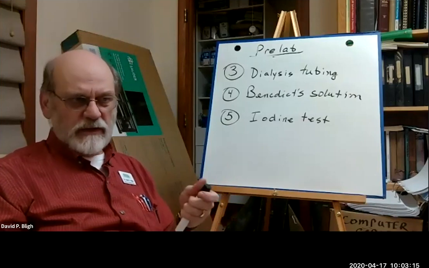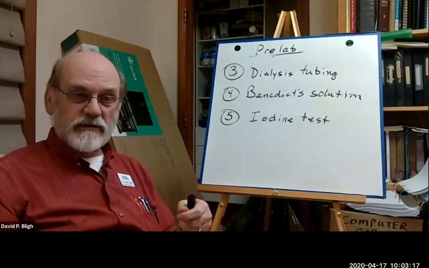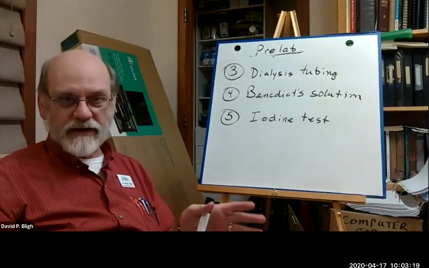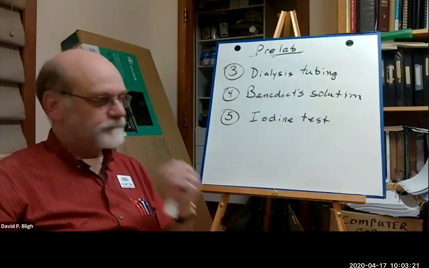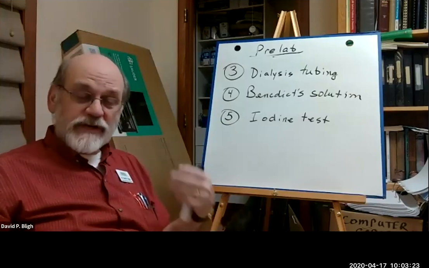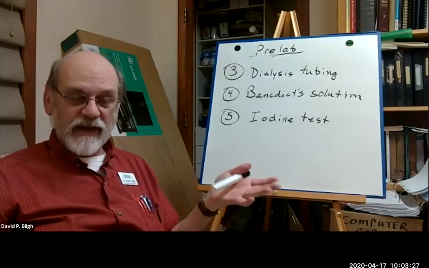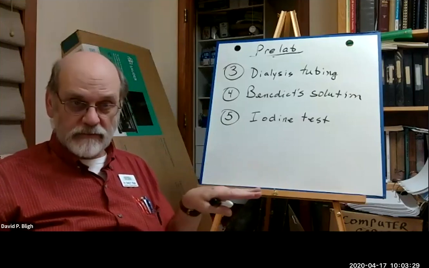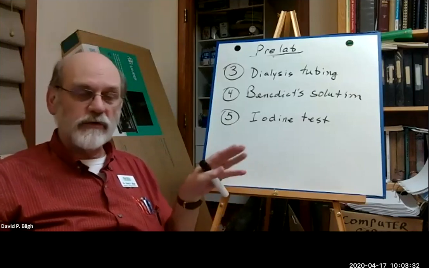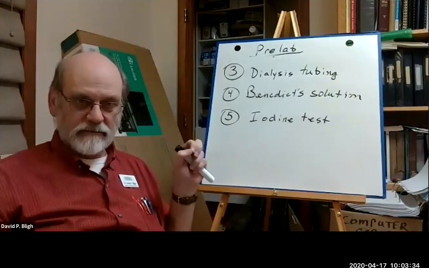But saltine crackers don't have any sugar added to them. At least they're not supposed to. So you're getting starch. If they had used the Benedict test then, they probably would have found no reducing sugars, no glucose in that cracker.